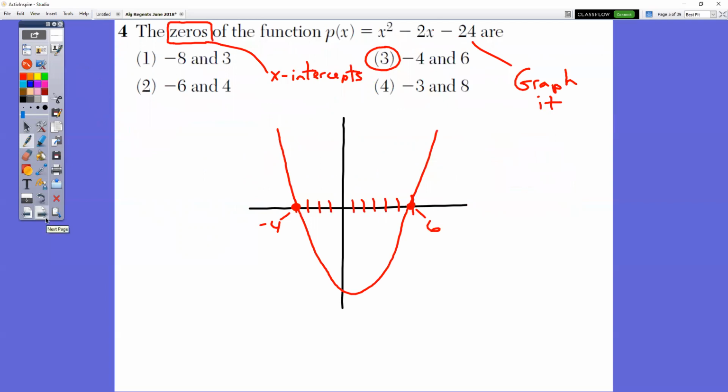In question number 4, the zeros. The zeros are your x-intercepts. So again, all that you have to do is graph it. Where it says p of x, that's just really your y equals. So type that right into your y equals, hit graph, and take a look at your zeros on your graph. The zeros are the x-intercepts. So that is -4 and +6.